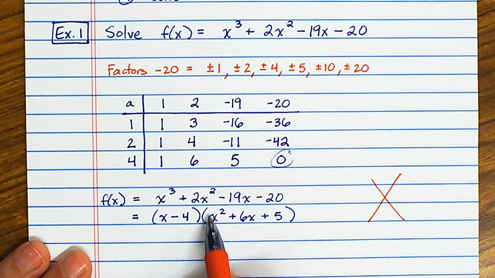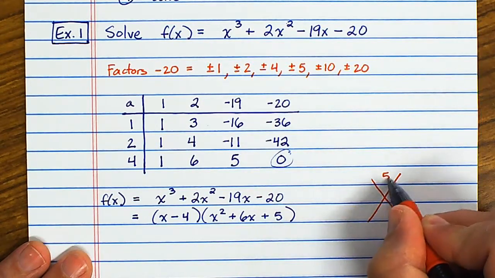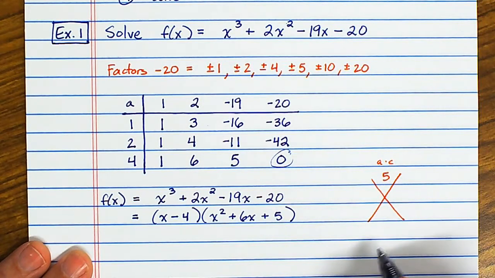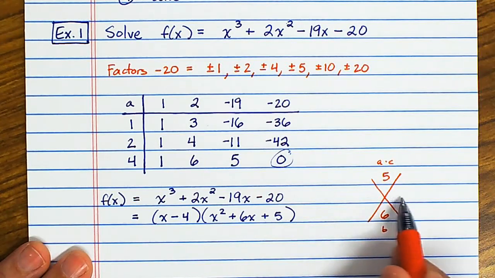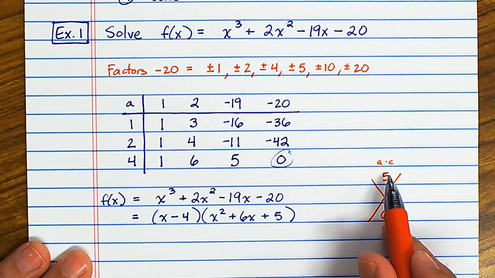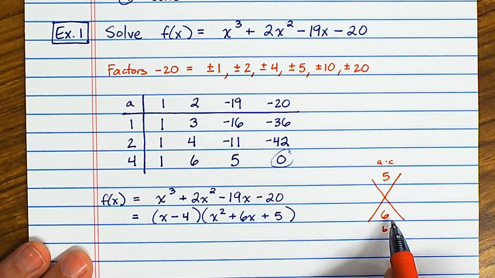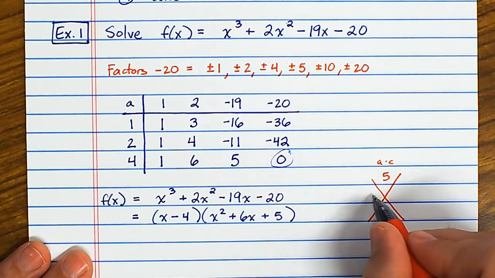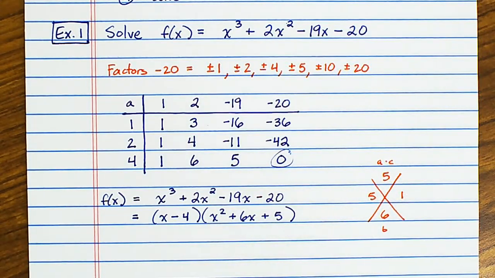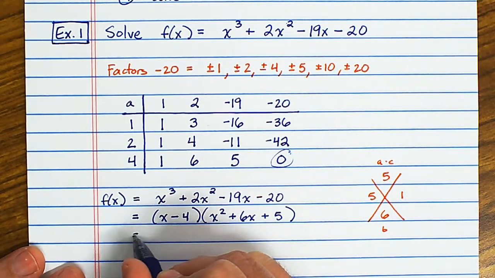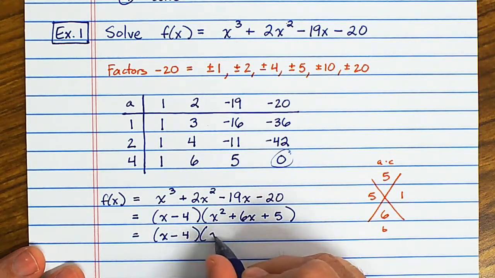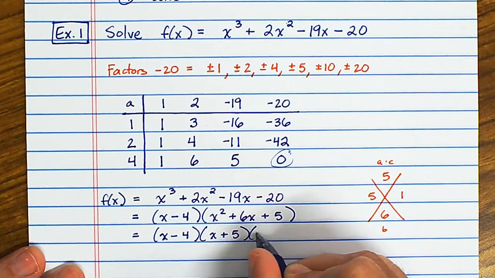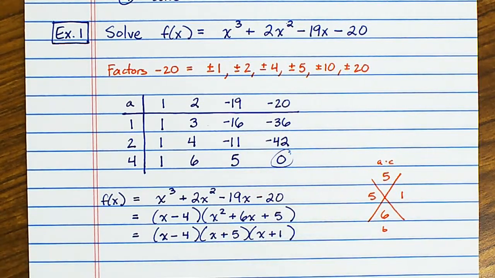Okay, so this in front of the x squared is a 1. This is a 5. 1 times 5 is 5. This is A times C, remember. And then my B is 6. This is my B. What's a factor pair that multiplies to make 5 but adds to make 6? 5 and 1. Very good. 3 of y'all said it. 5 and 1. So this is now going to be x minus 4 times x plus 5 times x plus 1.